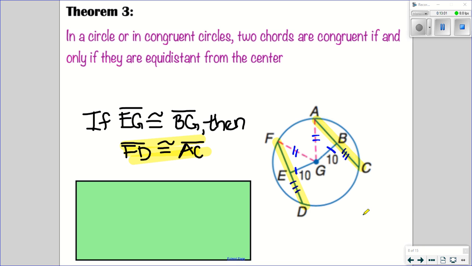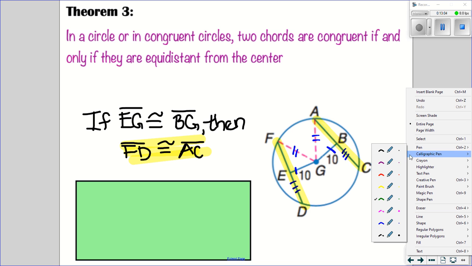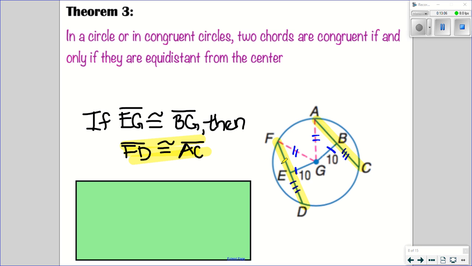And just to make this clearer, I'm just going to highlight the chords. So that's this. And then the measurement that they were talking about, I will also highlight that in green. So EG is 10, that's 10. It's equidistant, so whatever is equidistant from the center of the circle, and if both of the distances are congruent, then the chords are going to be congruent. So that's all the third theorem is saying. You got two chords, they're congruent if and only if they are equidistant from the center. Equidistance means equal length, equal distance.